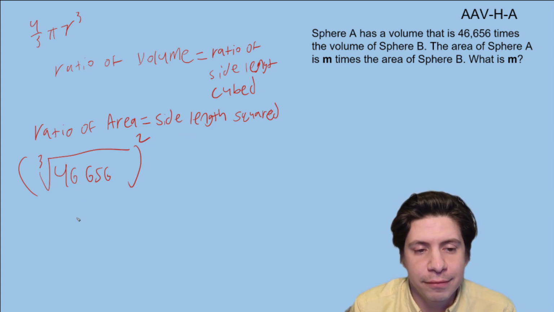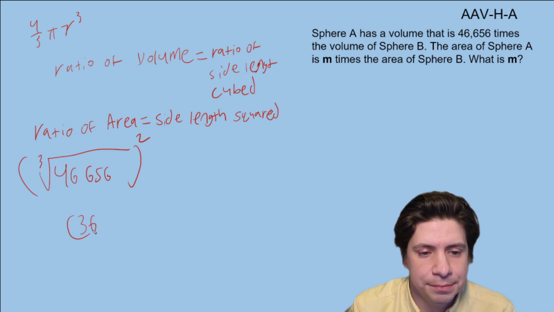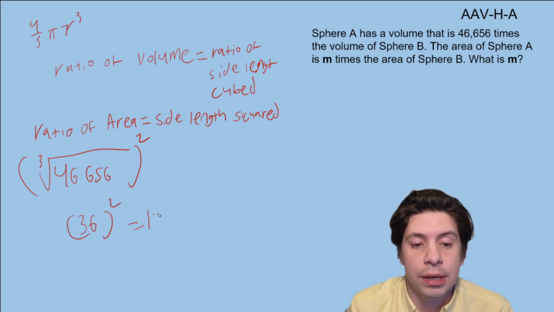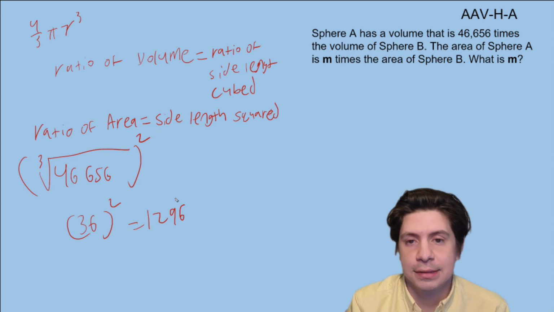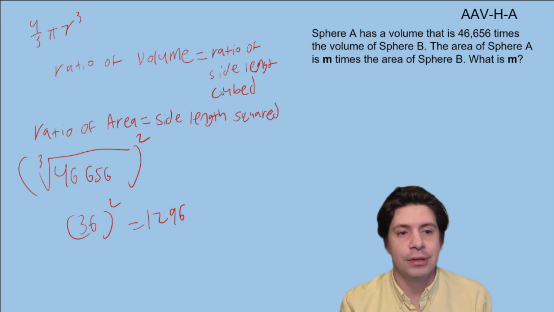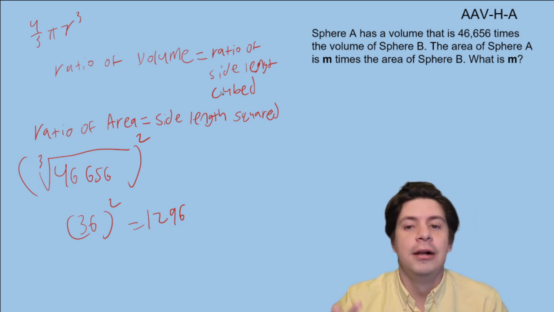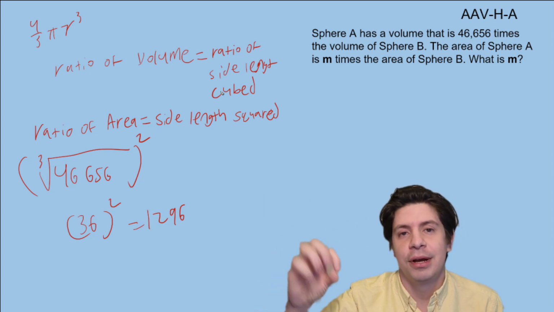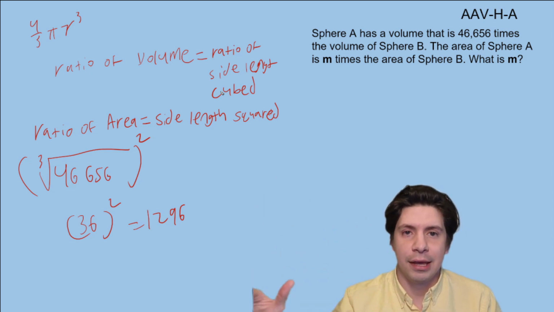So the cube root of this is going to be 36. And then when we square 36, we're going to get 1,296. So sphere A's surface area is 1,296 times sphere B's, right? We don't need to worry about the volume formula or surface area formula. We just need to worry about the concept behind the ratios and how they align with each other.